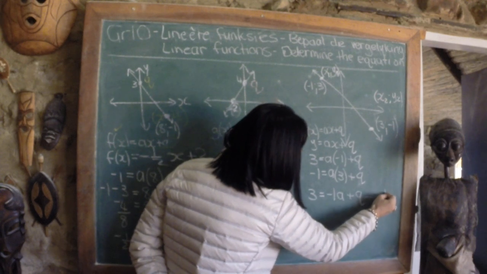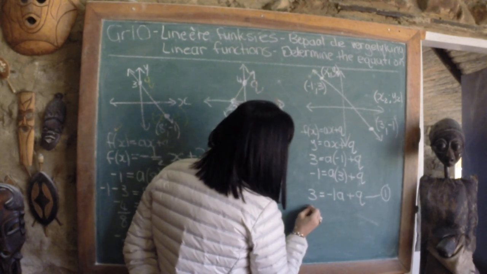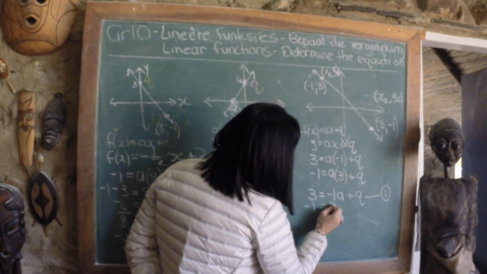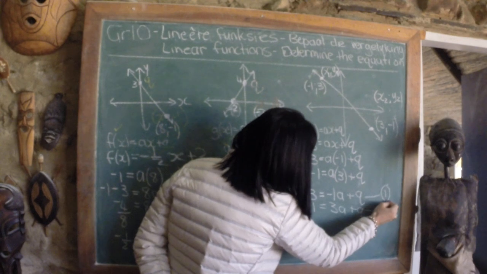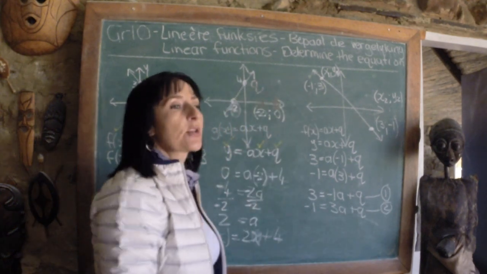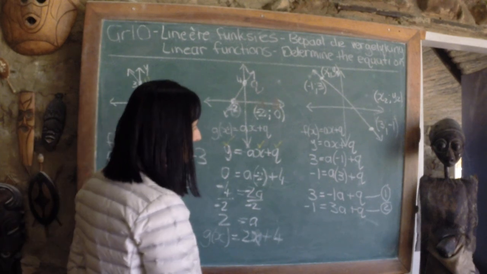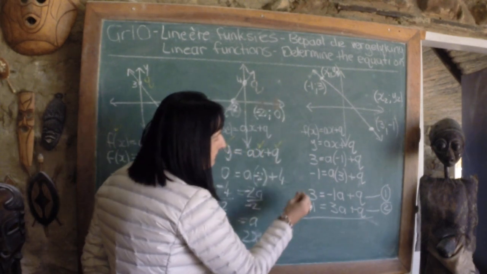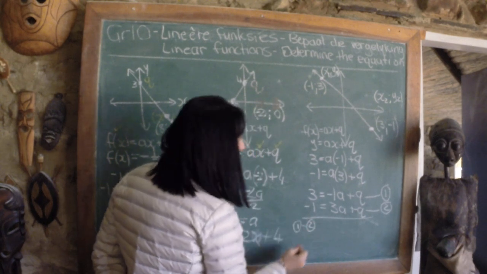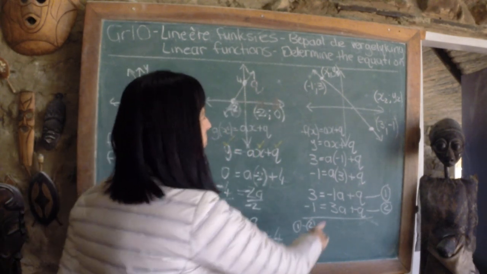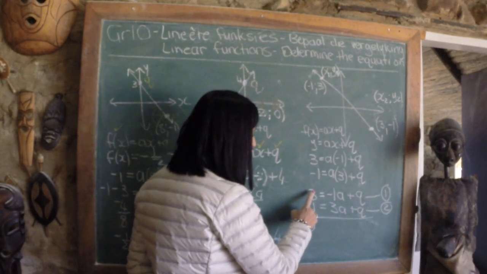Ons kan hom nommer 1. As ek daai een vereenvoudig, het ek minus 1 is gelyk aan 3a plus q. Dis vergelyking nommer 2. Now I can solve simultaneously. Ek kan gelyktydig oplos. So ek kan gaan sê, kom ons vat vergelyking 2 en ons trek hom van vergelyking 1 af. Let's use elimination, want ons kies is dieselfde. Eliminasie gaan maklik wees. So kom ons trek af.